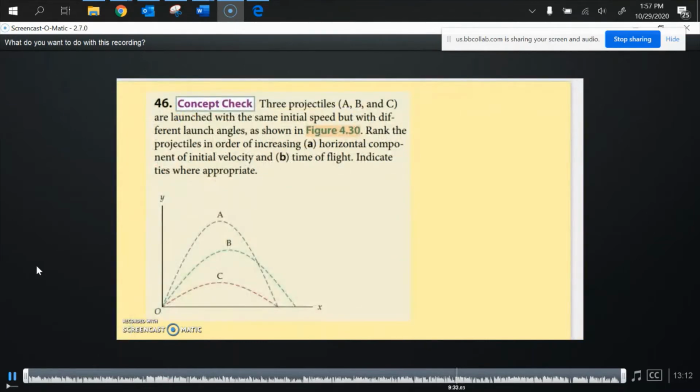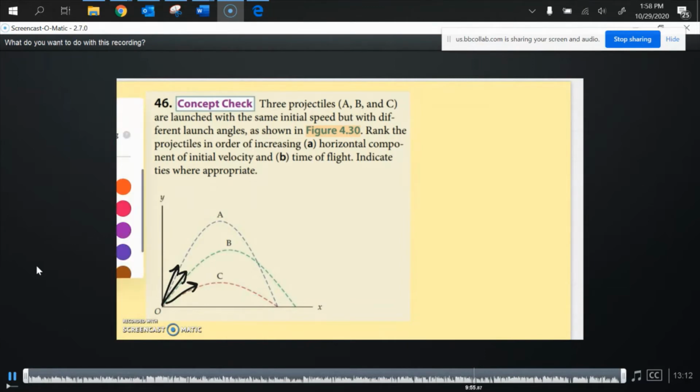46 is a neat one. There are 3 projectiles, A, B, and C, launched with the same initial speeds but with different angles. Rank the projectiles in order of increasing horizontal component of initial velocity. So you see all of these are the same size. Maybe A is like that, B is like that, and C is like that. I tried to draw all those arrows the same size. Do you see something?